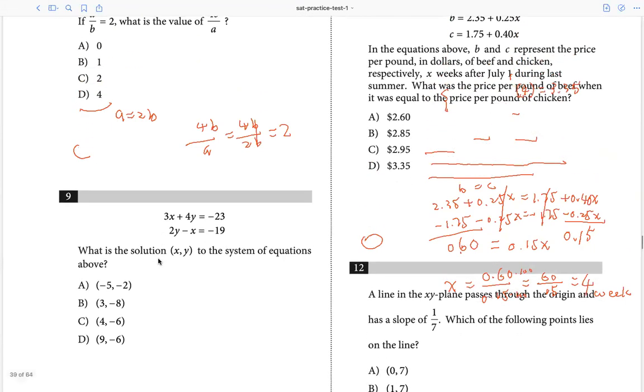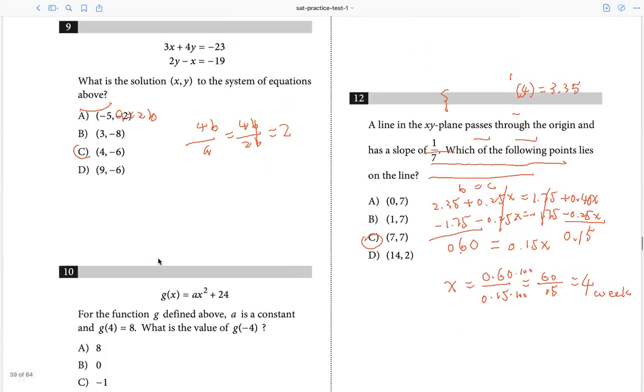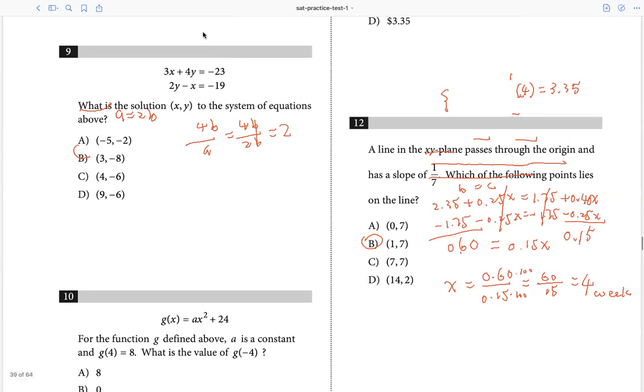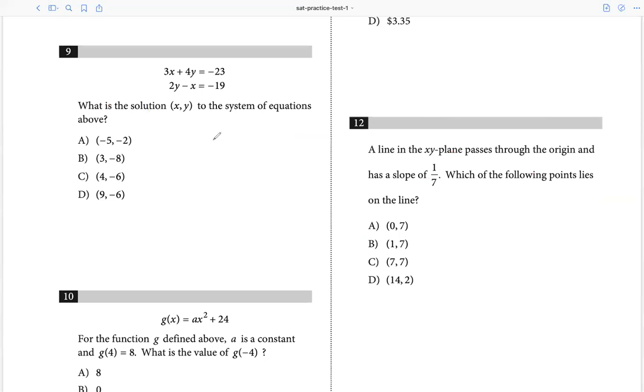Okay, so let's move this up. Let me erase everything. Now let's see 9. In 9, we have a system of 2 equations, asking what is the solution of this system of equations. So what do we do first? First, we want to line up the X. But if you have a good eye, you can see we lined up X with X, and Y with Y.